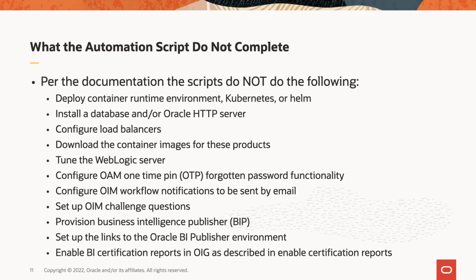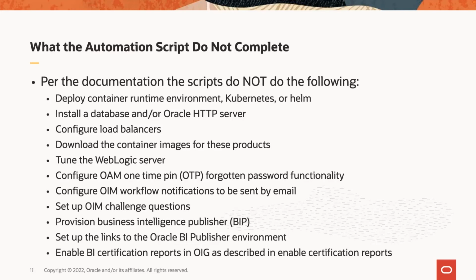Chapter C of the EDG lists many steps that the automation scripts will complete for you during the integration of the various IAM products. However, it is important to note some of the things that the automation scripts are not designed to configure. The first 4 items in this list need to be done before the automation scripts are run.